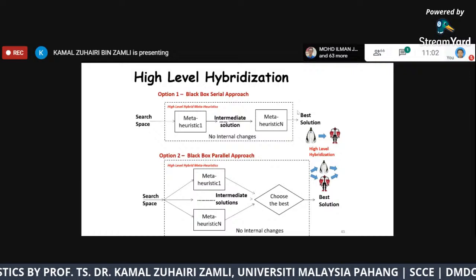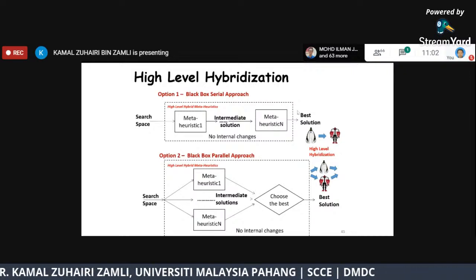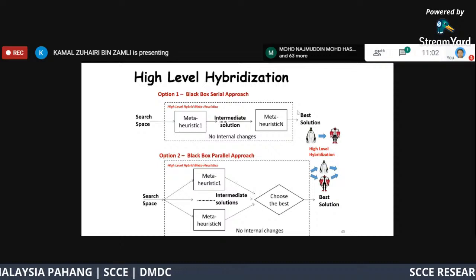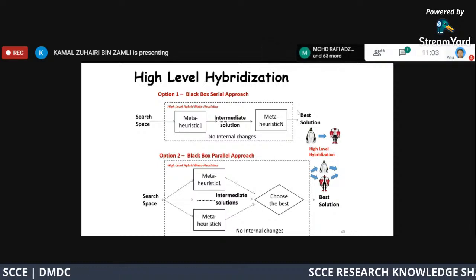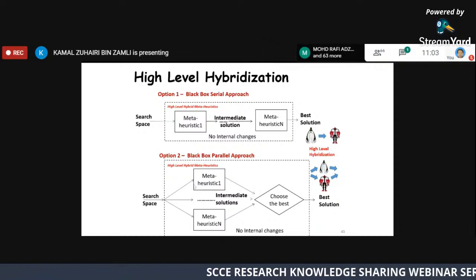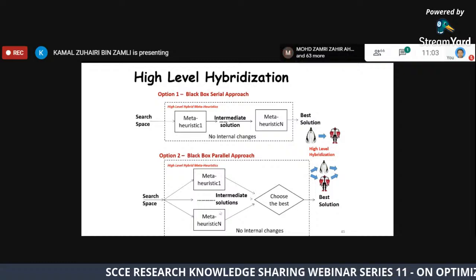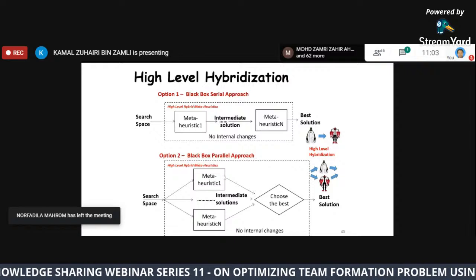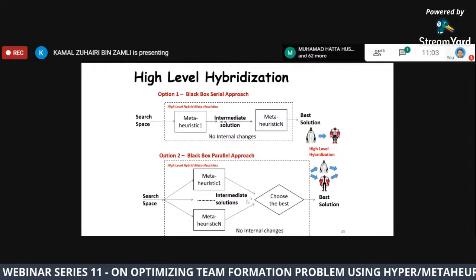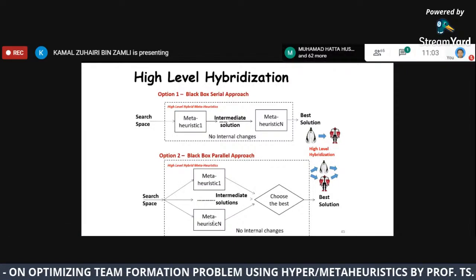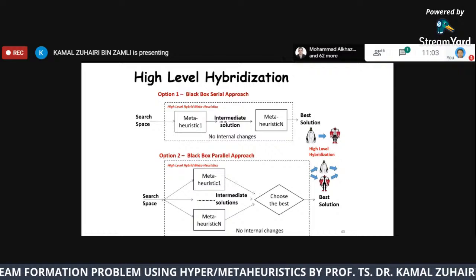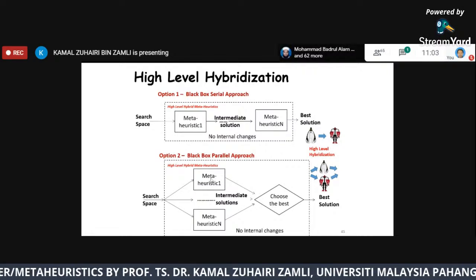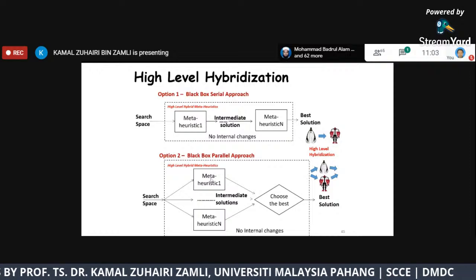Okay, there's no internal change. Remember that low-level hybrid is where you change the source code, maybe the structure. So this is called low-level. This is high-level hybrid. Another high-level hybrid form is that you can have one meta-heuristic as a black box and run them together in parallel, maybe, and you choose the best from each output because there's no internal change. This can also be called high-level hybrids. Remember, in high-level hybrid, there's no change in the source code. In low-level hybrid, you change the source code.